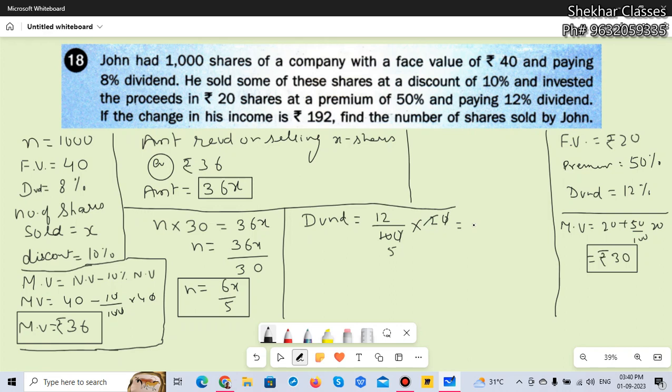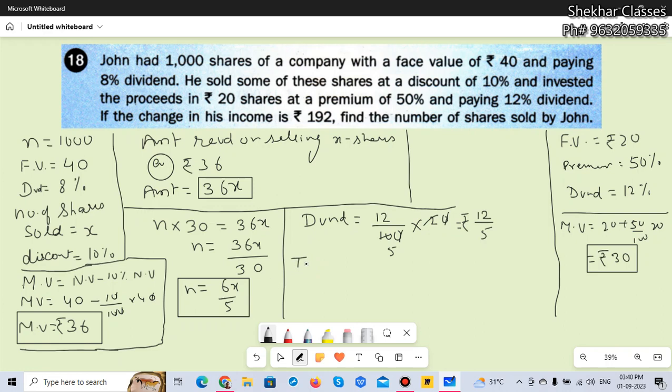On one share he is getting 12 upon 5 rupees, right? 12 upon 5 rupees is what he is getting on one share. This will get cancelled, 5s are 5, 12 upon 5. This is the dividend on one share of the second company. How many shares does he have? He has got 6x upon 5 shares.